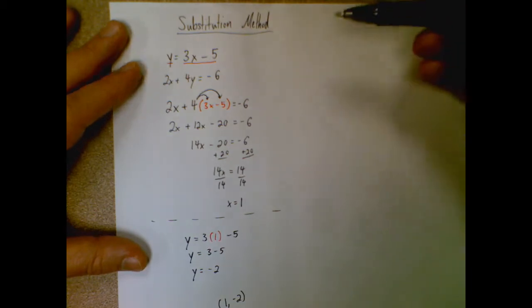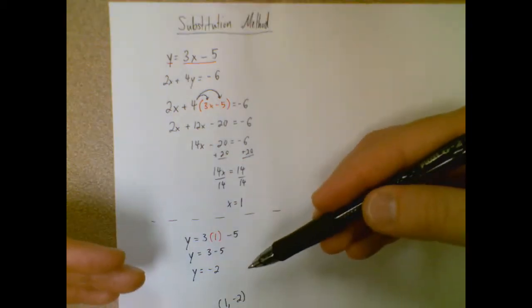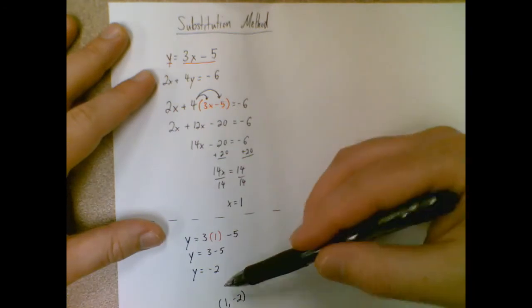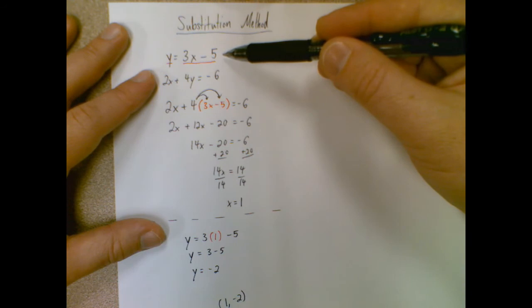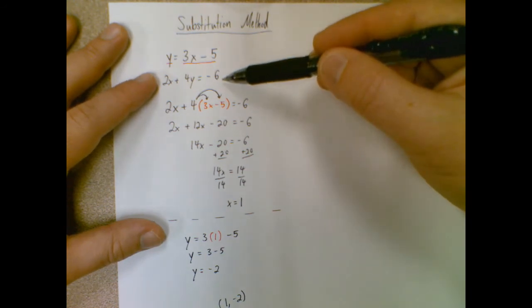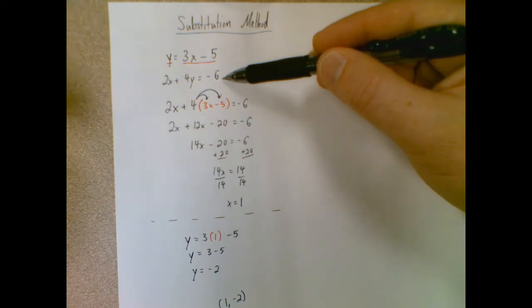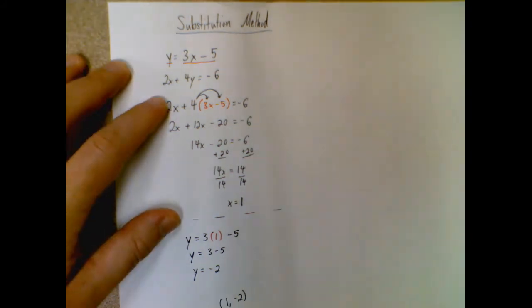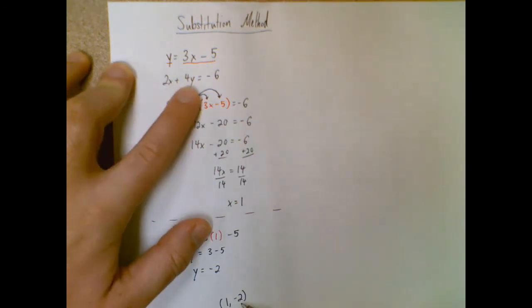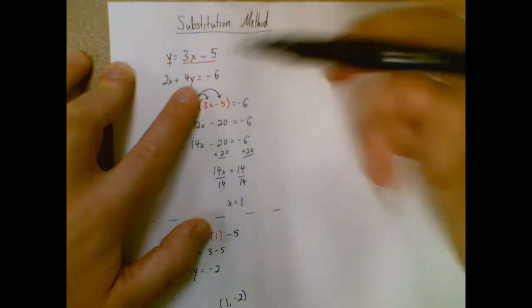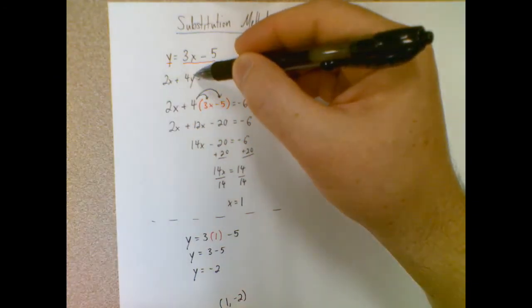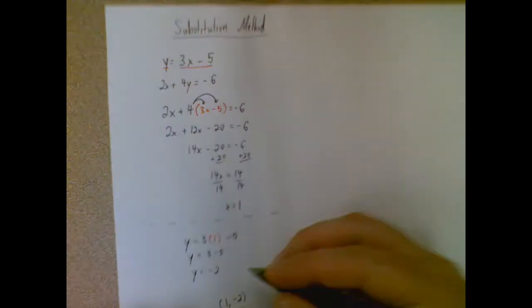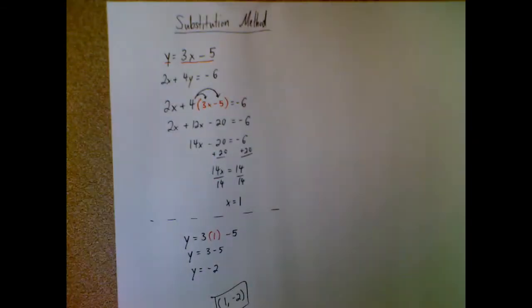But we do want to double check our answer just to make sure. There's a lot of stuff going on. I got my y from plugging into my first equation, so I want to plug both x and y into my second equation and see if it's true. If it is, that means my answer should be correct. If it's not, that means I made a mistake. So I'm going to plug 1 in for x and negative 2 in for y. So I have 2 times 1, so 2. 4 times negative 2 is negative 8. So 2 plus negative 8 is negative 6. So that means my answer should be correct.